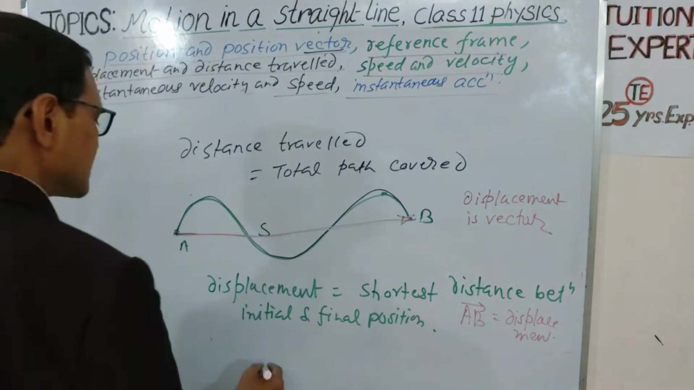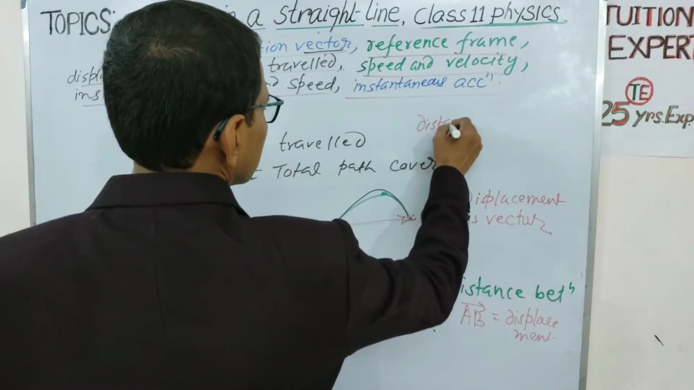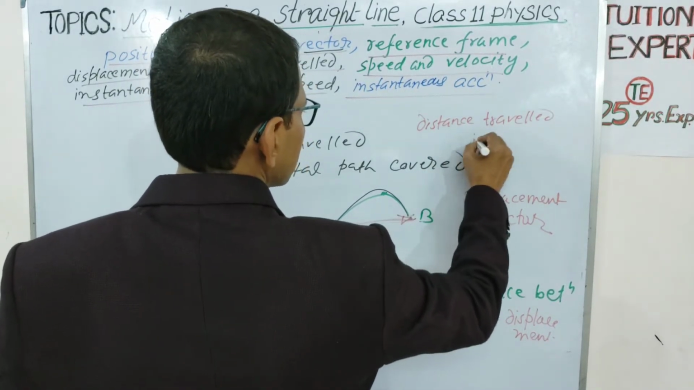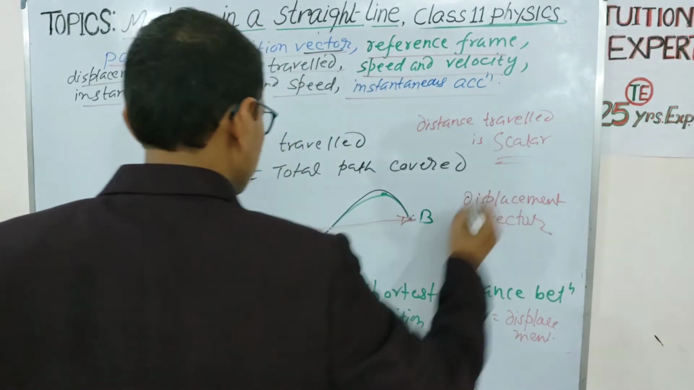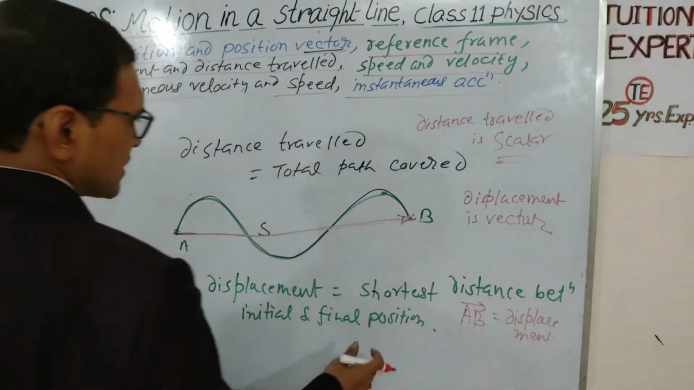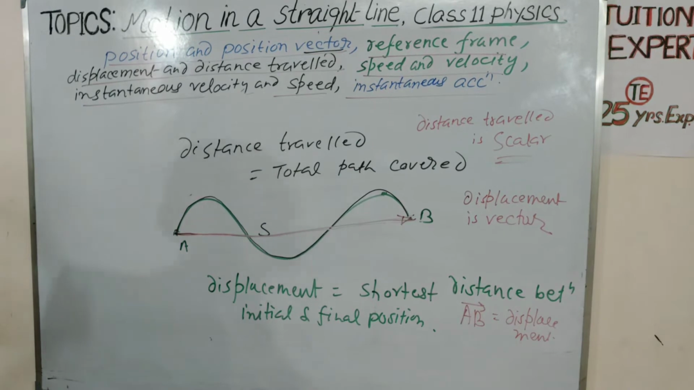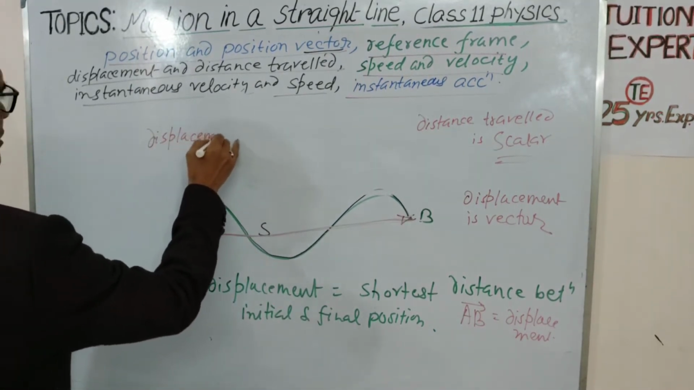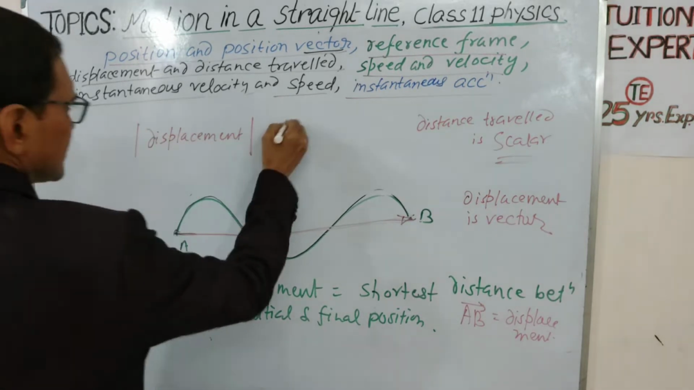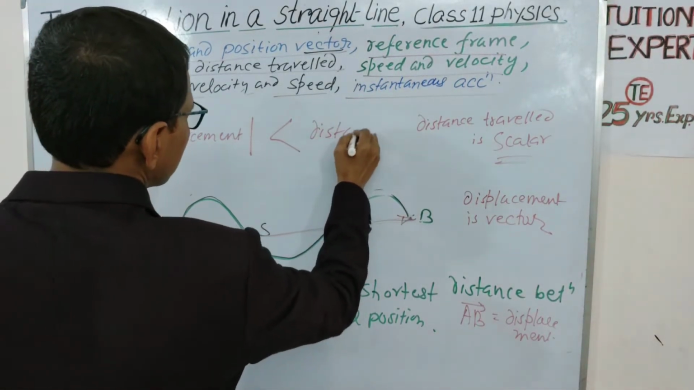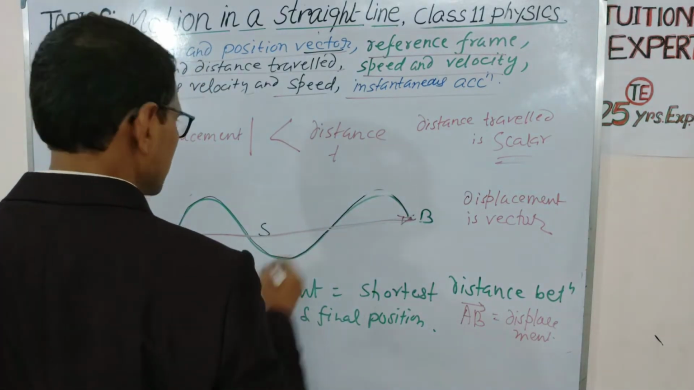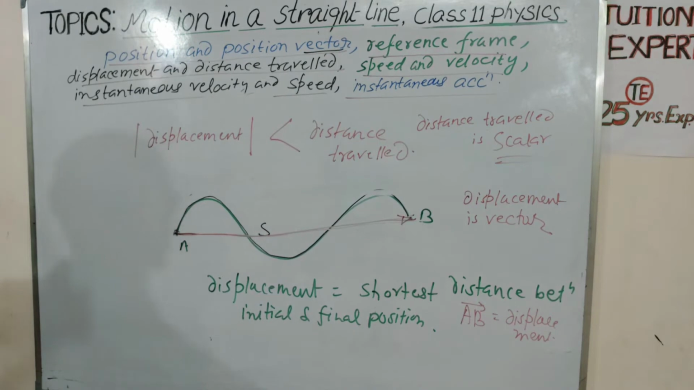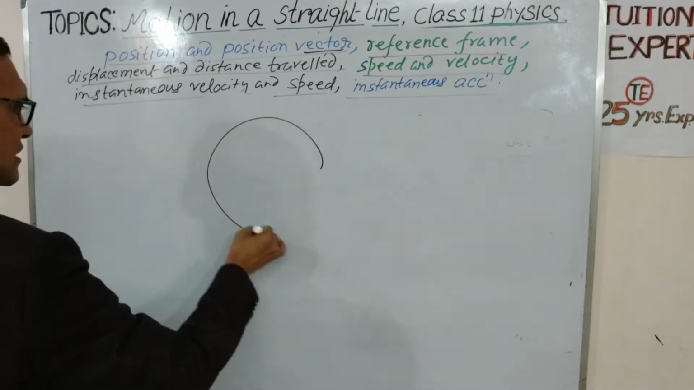Displacement is a vector, but distance is a scalar. It has no direction. Distance traveled is scalar. The magnitude of the displacement is always less than or equal to the distance traveled. Displacement is always less than distance traveled.